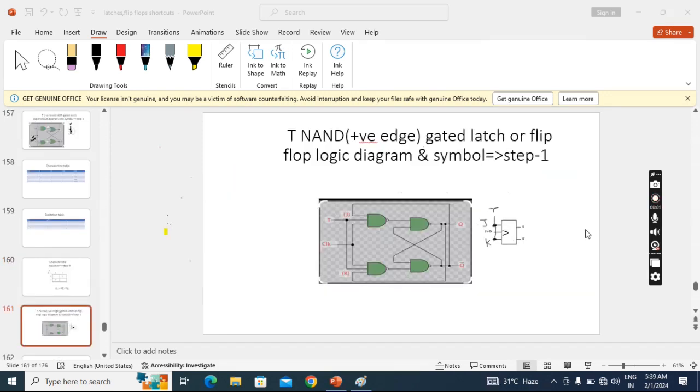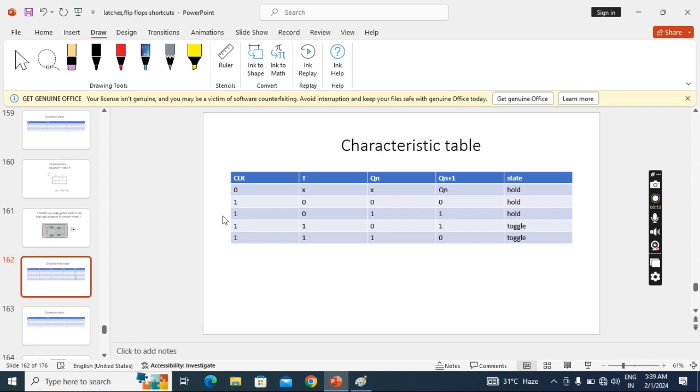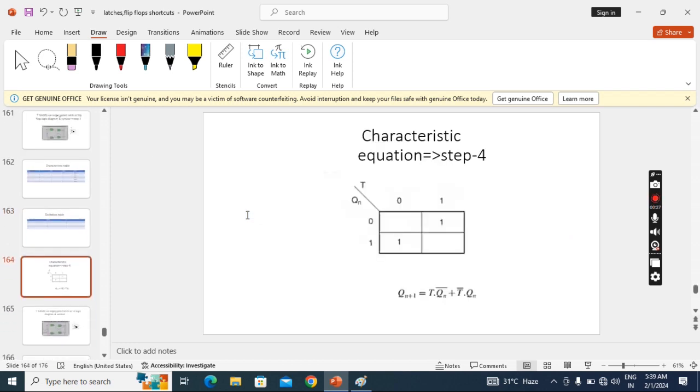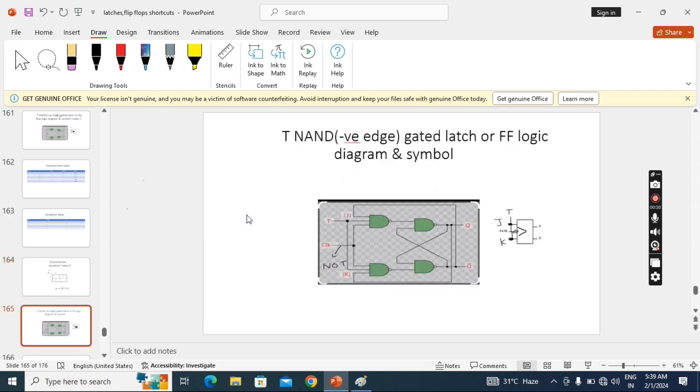In this lecture, we'll discuss the T flip-flop with a NAND latch part, also with a positive edge. Here you can see the triangle symbol compared to the latch, remaining everything same. Now this is the characteristic table. These clock levels are working with edges. In a latch, they will work with levels. Excitation table, characteristic equation, same as latch.